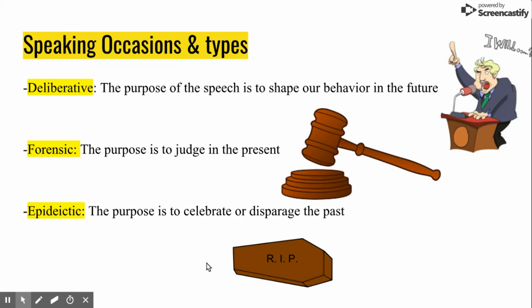Next, we have epidemic, which is where the purpose is to celebrate or disparage the past. A lot of times you have to be extremely sensitive when you're using this type of speech, and that is because it's used at funerals a lot, where you're trying to move past something that has happened, whether it be the loss of a loved one or whatever have you.